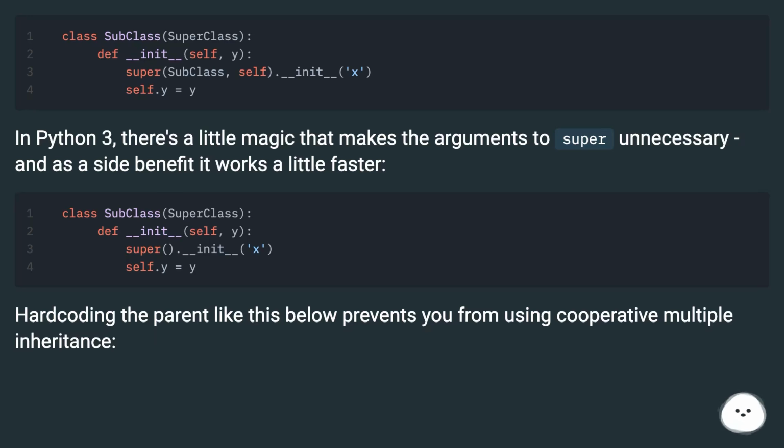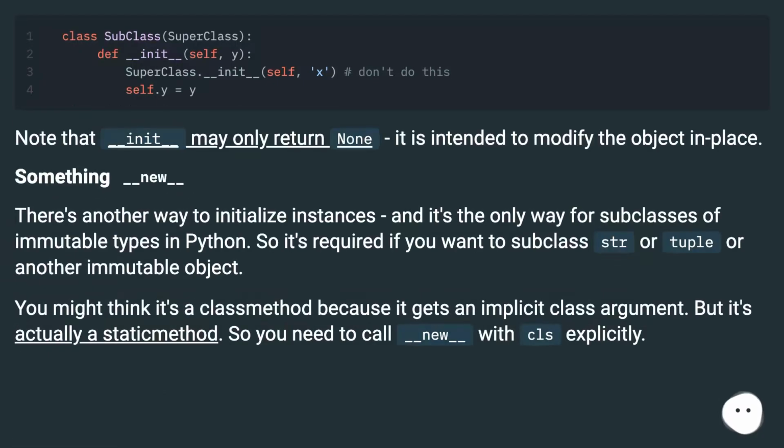Hard-coding the parent like this below prevents you from using cooperative multiple inheritance. Note that __init__ may only return None. It is intended to modify the object in place.